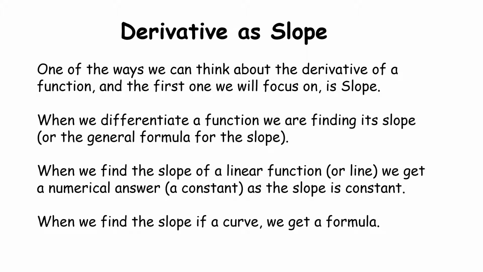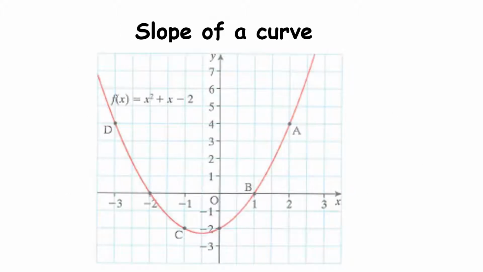When we find the slope of a curve, we get a formula. So let's take a look at the slope of a curve. Here's the function f of x is equal to x squared plus x minus 2. There are a number of points marked on it, so you should be able to see A, B, C and D. If we talked about the slope of this curve, the answer would be, well, it depends. It depends on what point we take. If you take the point D, or the point C, or the point B, or the point A, they'll all have very different slopes.